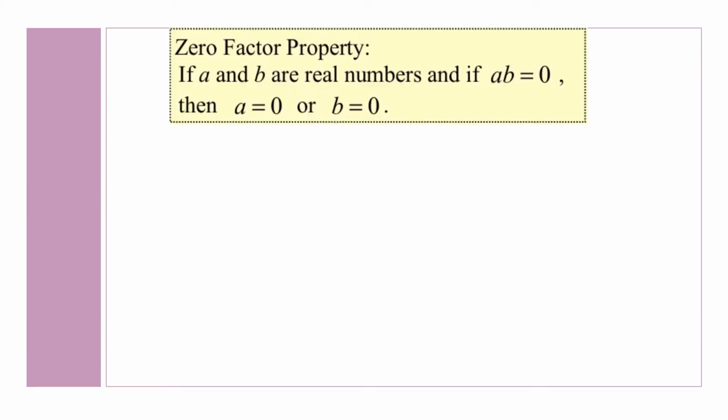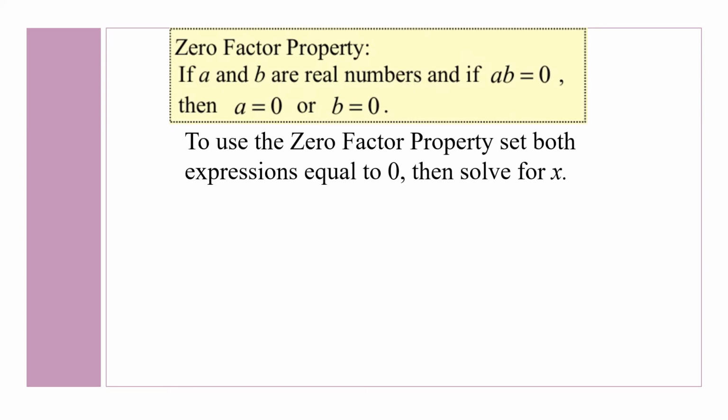In order to solve this form, you have to use what is known as the zero factor property. So if a and b are real numbers, and if a times b is equal to 0, then a is equal to 0 or b is equal to 0, or both. So to use the zero factor property, set both expressions equal to 0, then solve for x.